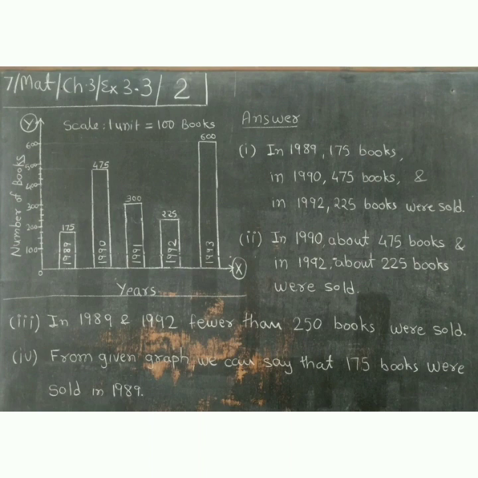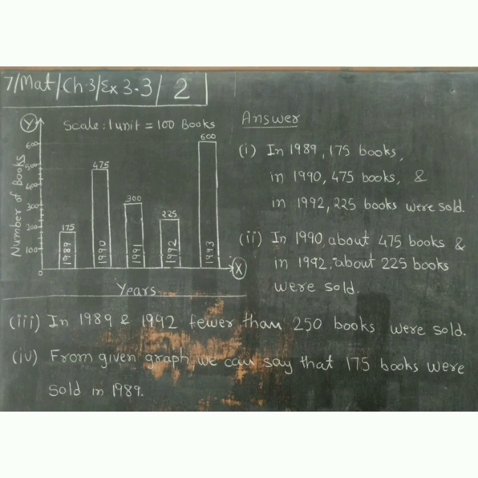Now first question. About how many books were sold in 1989, 1990 and 1992? So the answer is, in 1989, 175 books, in 1990, 475 books, and in 1992, 225 books were sold. Is it clear, everyone? Good.